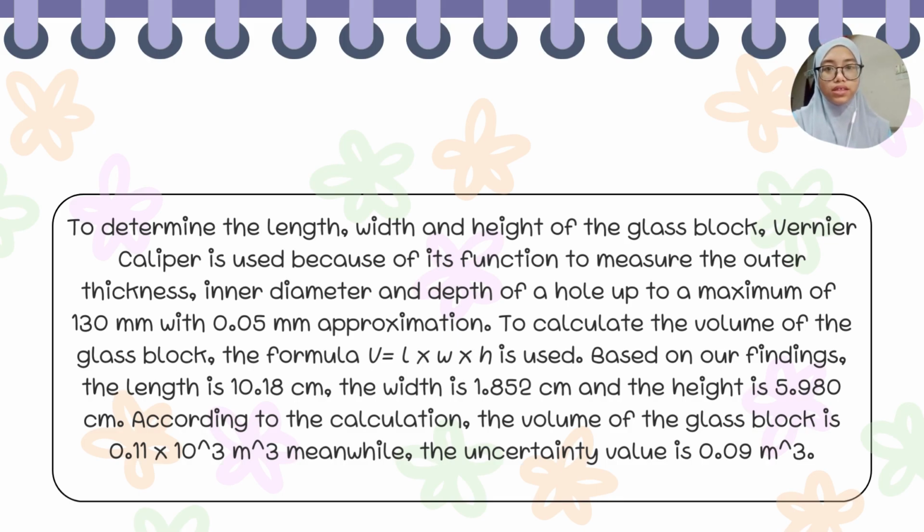Based on our findings, the length is 10.18 cm, the width is 1.852 cm, and the height is 5.980 cm. According to the calculation, the volume of the glass block is 0.11 times 10 to the power of 3 meter cube. Meanwhile, the uncertainty value is 0.09 meter cube.